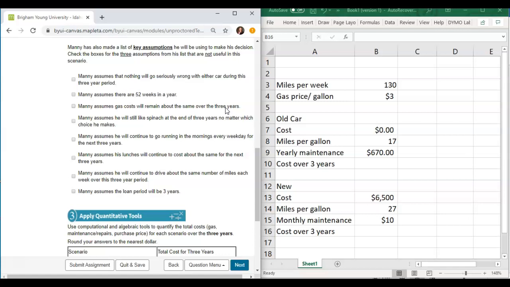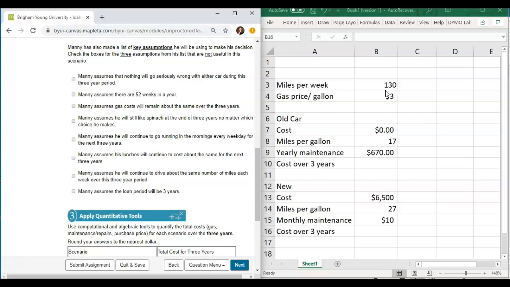So we're assuming that the old car will continue to drive just fine, and that all of this is going to stay the same for those 3 years. Same with this one, or our calculations mean nothing, right? So we're going to assume, along with Manny, that everything's going to be fine. Manny assumes that there are 52 weeks in a year, which is great because we need to find the cost of the 3 years, and assuming that we have 52 weeks is great. Manny assumes gas costs will remain about the same over 3 years. Again, because this is part of our calculations here, we can't go in and make a bunch of variable changes and say, well, it's probably going to get more or less.